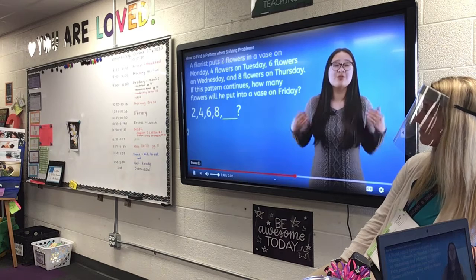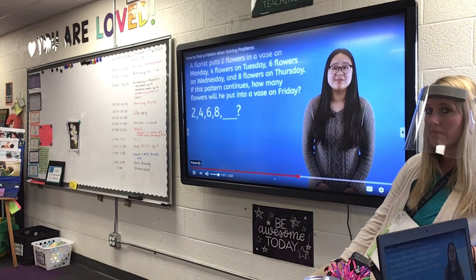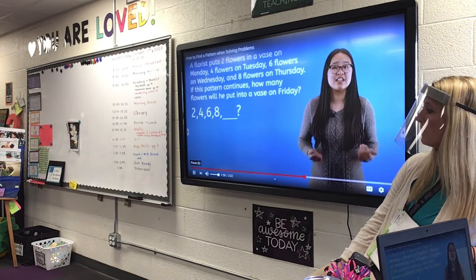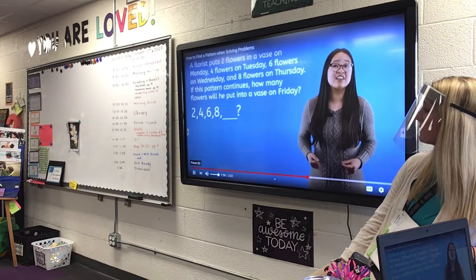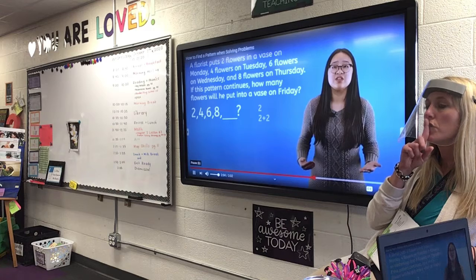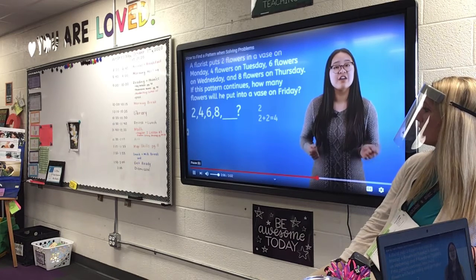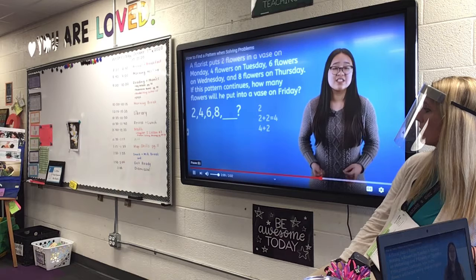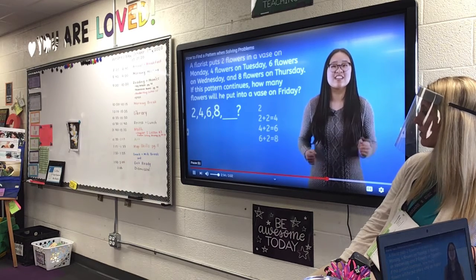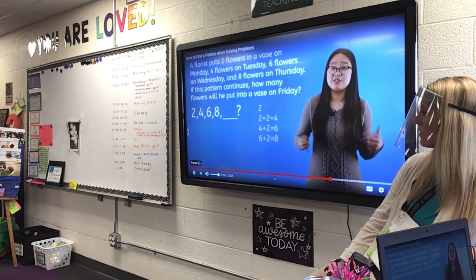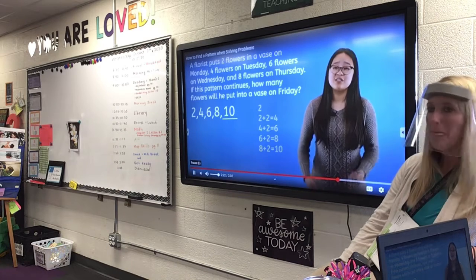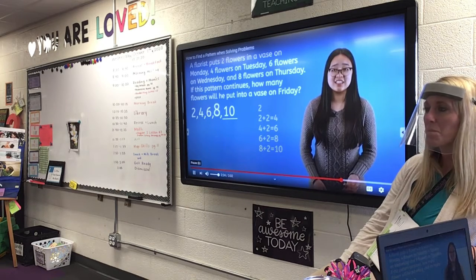Well, what is really happening in this pattern? Each day, the florist adds 2 more flowers to the vase than he added the day before. The pattern is counting by 2s. So, 2 plus 2 gave the florist 4. 4 plus 2 gave the florist 6. 6 plus 2 gave the florist 8 flowers. That means we need to add 2 to 8 to give us 10. Good job. Yes, the pattern is 2, 4, 6, 8, 10.